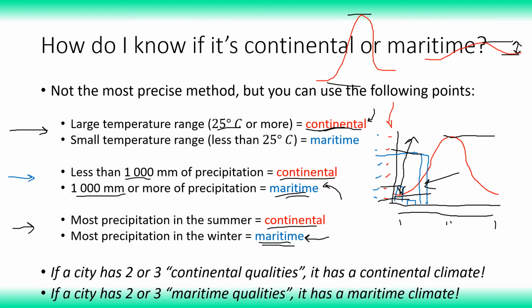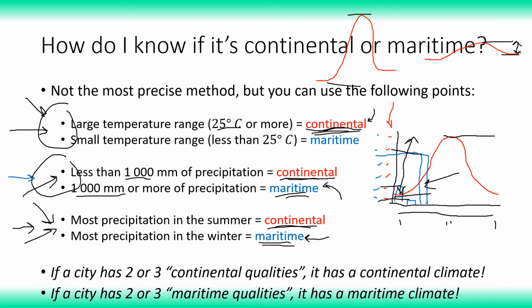Similarly, if all three things are pointing towards it being a continental climate, then it's continental. And if it has any two, it doesn't matter which two, so it could be this one and this one both pointing towards a continental climate, or this one and this one, or this one and this one, as long as there are two points pointing towards it being a continental climate, then it has a continental climate. So that's what I've listed down here as continental qualities.